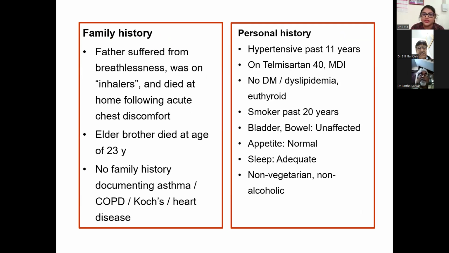Now, coming to the family history, the father suffered from breathlessness, was on inhalers, and died at home following acute chest discomfort. His elder brother died at the age of 23 years. And there is no family history documenting asthma, obstructive pulmonary disease, tuberculosis, and heart disease. Coming to the personal history, my patient is hypertensive for the past 11 years on medications. He's euglycemic, euthyroid, and has no dyslipidemia. He's a chronic smoker for the past 20 years. His bladder, bowel, sleep and appetite are normal.